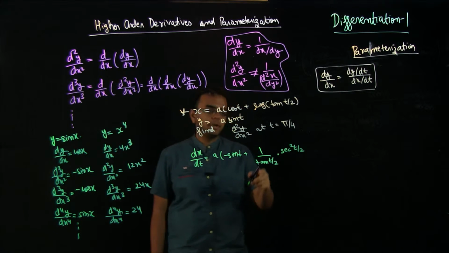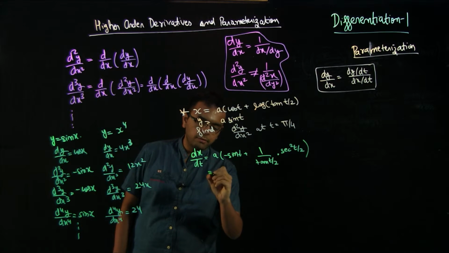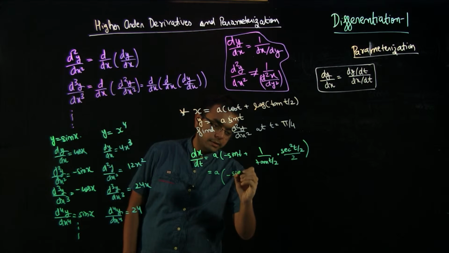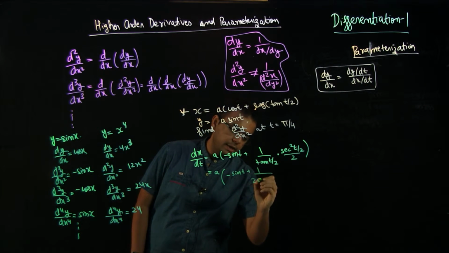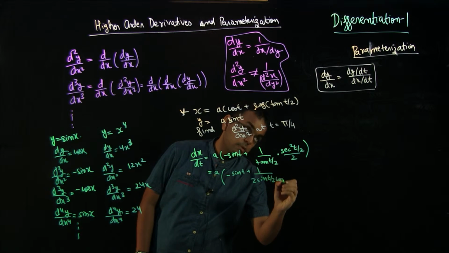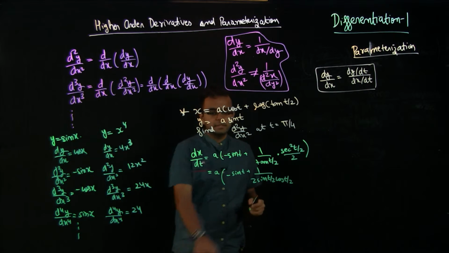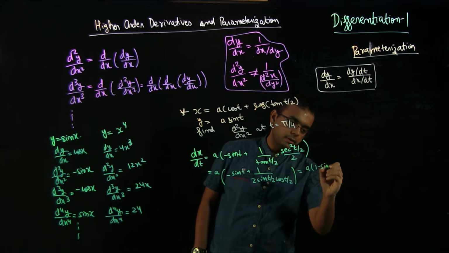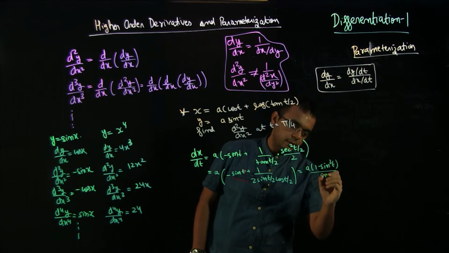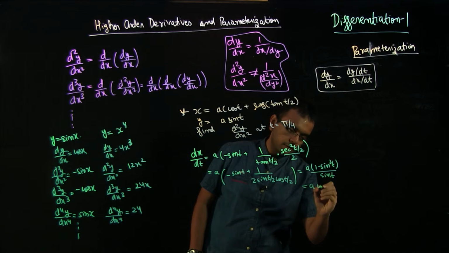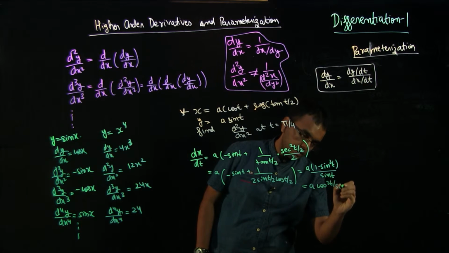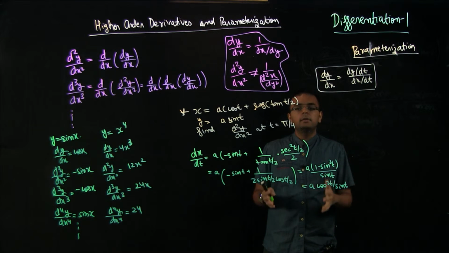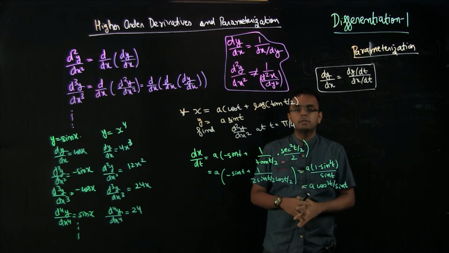If you simplify this expression, you will find that this becomes minus sin t plus 1 by 2 sin t by 2 cos t by 2, which is nothing but sin t, and this will become a into 1 minus sin square t by sin t, which is nothing but a cos square t by sin t. I hope this makes sense. I have just done it, you can do it yourself. This will become a cos square t by sin t.